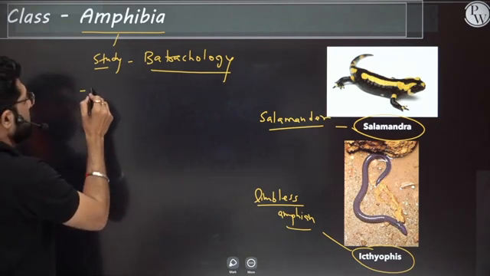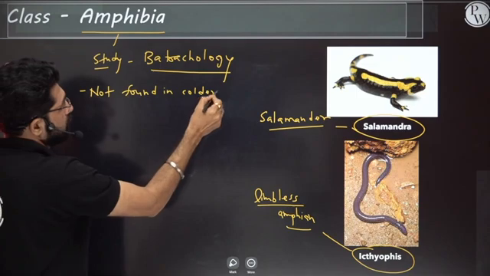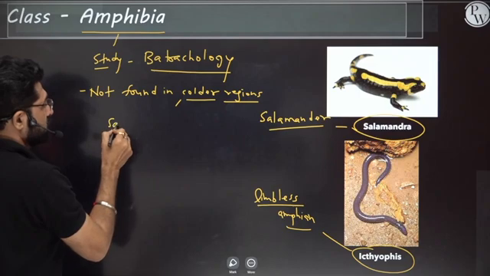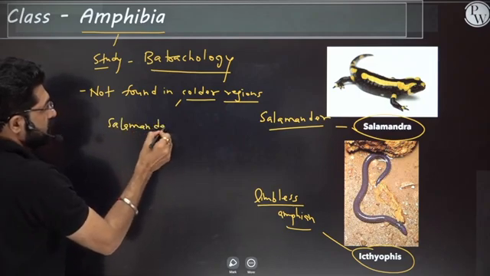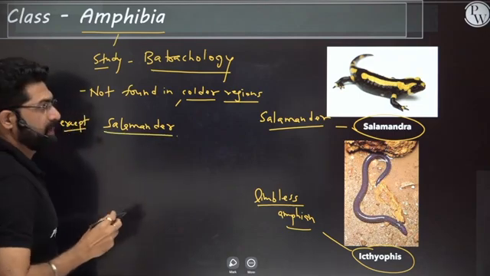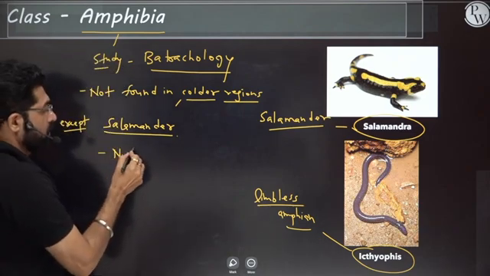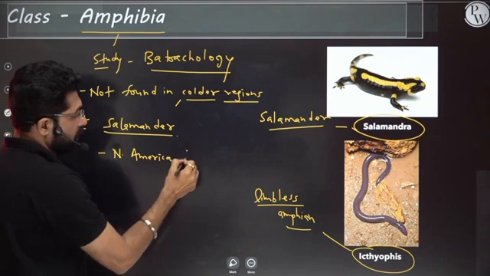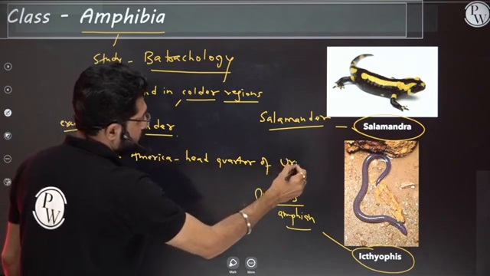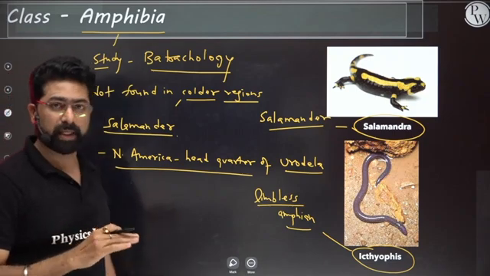They are not found in colder regions, except some salamanders. Salamanders belong to a group called Urodela. North America is called the headquarter of Urodela. Mostly development took place there only. Is it okay with you?